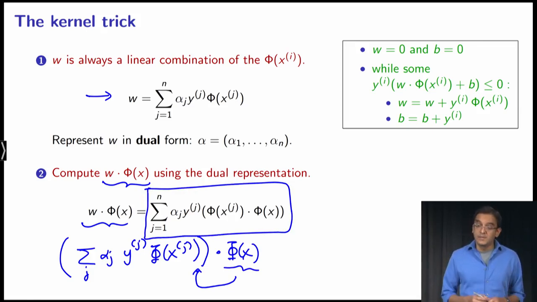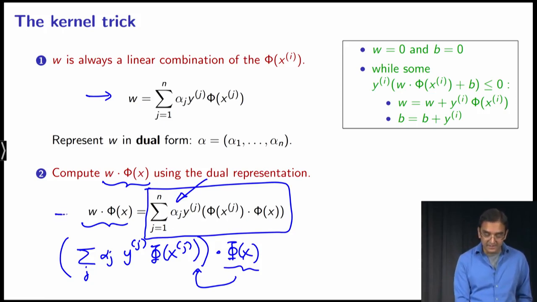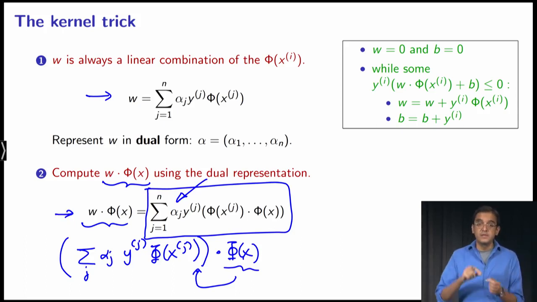So we don't need w after all. We can work directly with the coefficients alpha 1 through alpha n. So to compute the dot product w dot phi of x, we simply sum over all the data points of the coefficient for the jth point, alpha j, the label for the jth point, y of j, and the dot product of phi of xj with phi of x. Okay, so we have eliminated w effectively.